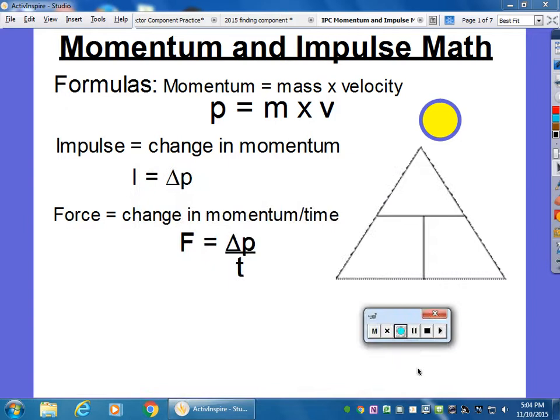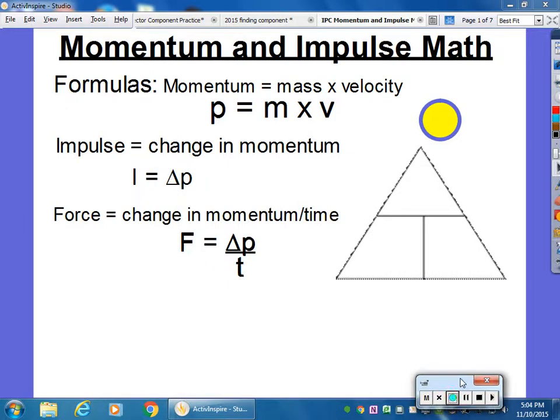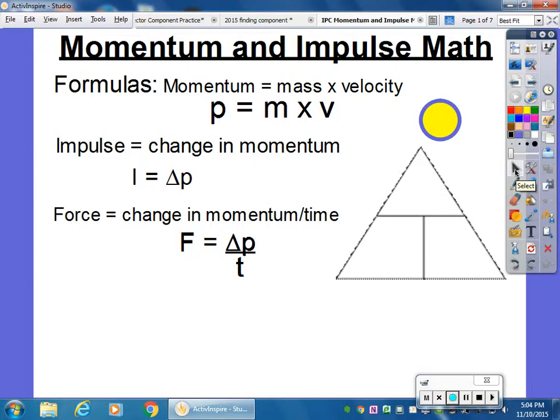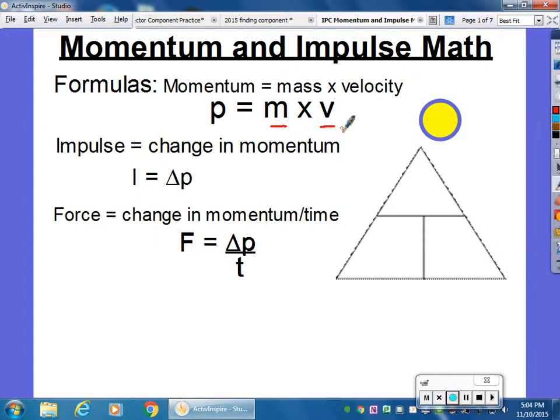Okay, now for your video on momentum and impulse math. Start out here with the basic formulas for momentum, which is mass times velocity. The formula for impulse, and we call it a formula because it's not really a formula, it's more of an understanding that impulse equals our change in momentum. So when we have a change in momentum, that is the impulse.